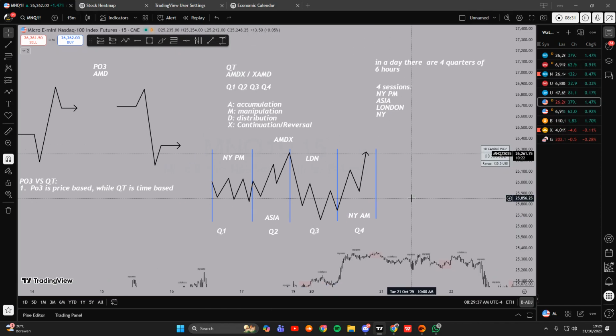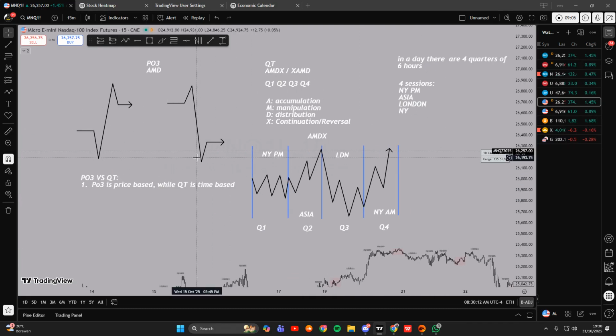So you get what I mean? Trading quarterly theory alone, I don't think it would be enough for you to find crazy levels, but it would definitely give you a sense of time-based movement, if you get what I mean. Because with quarterly theory, you pretty much know when price would reverse or when it will move up or down.